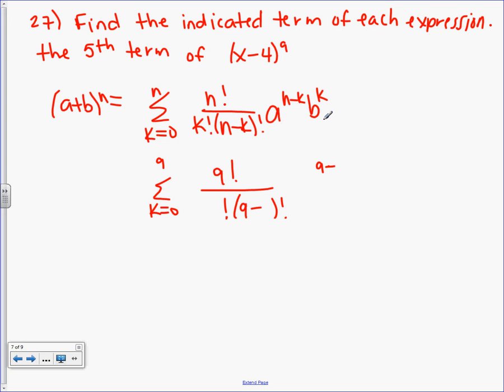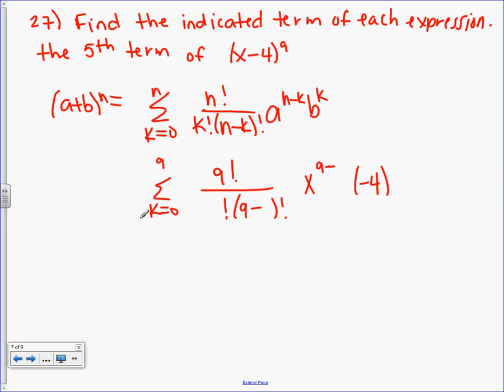What's a in this question? It's x, right? So it's going to be x to the something. And then b is negative 4. Do you guys see what I'm saying? None of that is different. All I did was take a, b, and n from before, and I plugged them in. All right. To find k, when you're ready, just watch me, and then I'll teach you something to help you remember it, but I'll show you where it came from first.